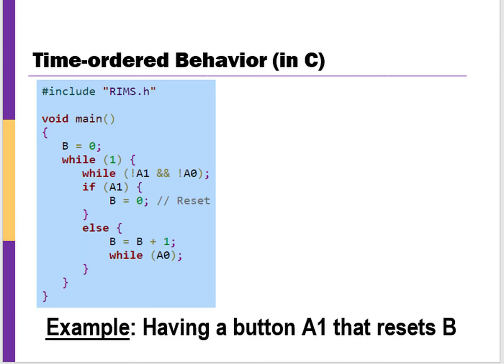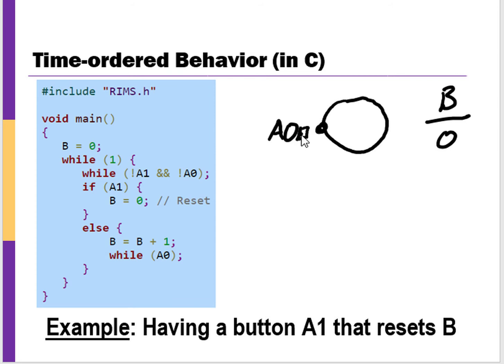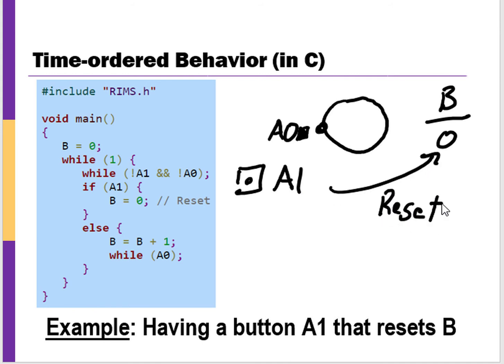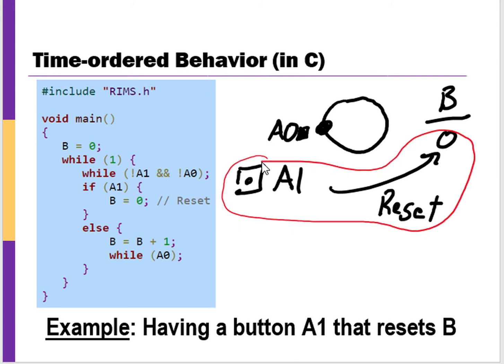So let's imagine we've got our carousel, we have B, and we want to initialize it to 0. We have our sensor A0 that is determining when that carousel loops, and then we're also going to have a button connected to A1 that is going to reset our counter, which we're calling B. So it's pretty much the same thing as before, except we have this additional reset going on here.